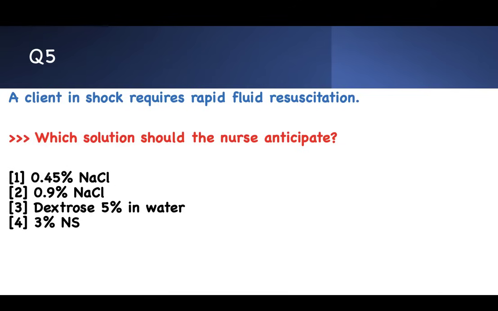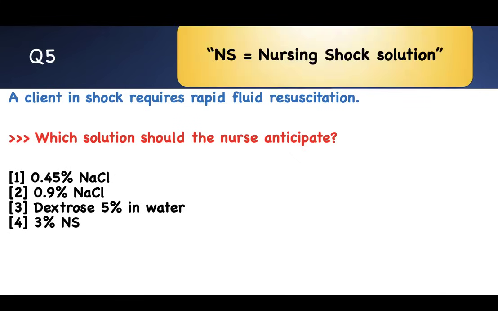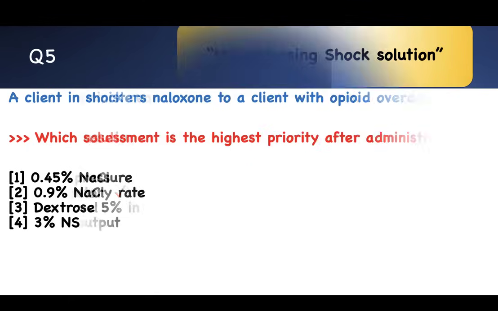Dextrose 5% in water is what? Not good. It's going to leak out. And then 0.45% is less. Therefore, the right solution is what? Normal saline. What is the mnemonic for that? NS, nursing shock solution. NS is always nursing shock solution. Don't forget. So that's the right answer.